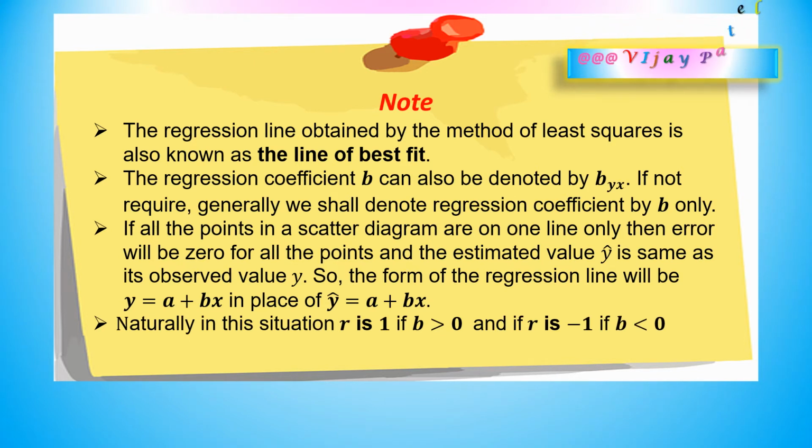Naturally, in this situation, r is 1 if b is greater than 0 and r is minus 1 if b is less than 0. If the value of b is greater than 0, then the value of r will be 1. If the value of b is negative, then the value of r will be minus 1.